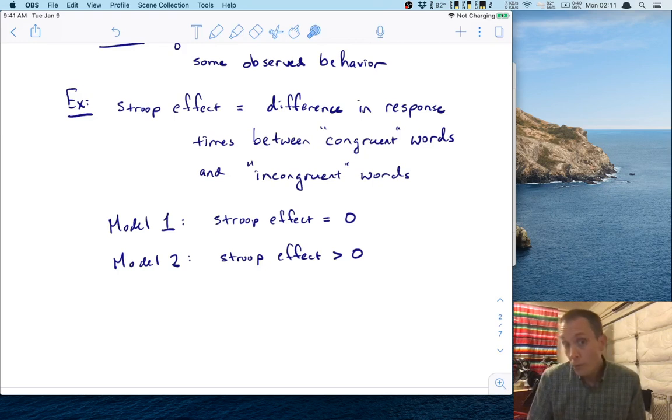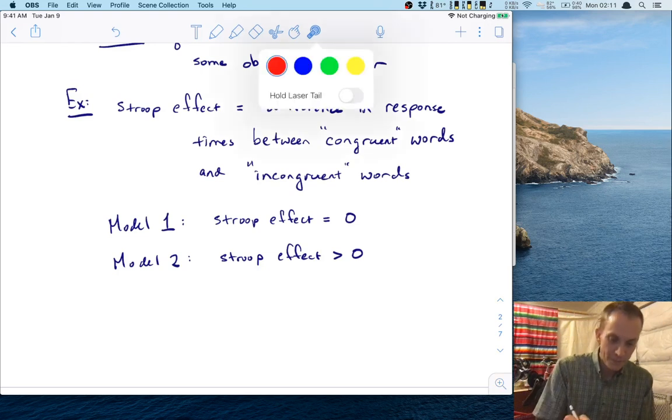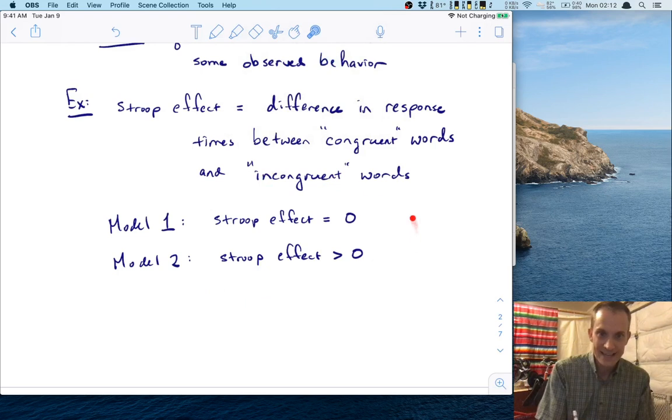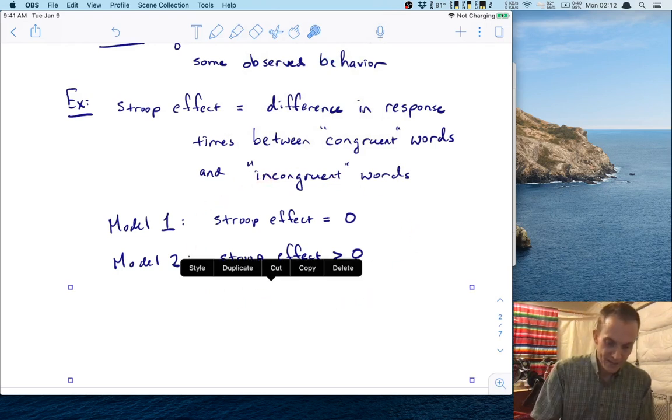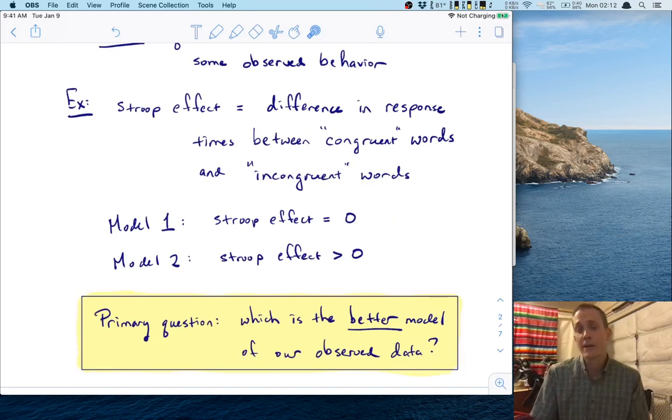But model 2 might be a model that says, yes, there is a Stroop effect and it is positive. So all of those best guesses about human behavior can be quantified as two possible models: one where the Stroop effect equals 0 and one where the Stroop effect is bigger than 0. So our primary question as a behavioral scientist is to say, we've got some observed data. Which of these is the better model?